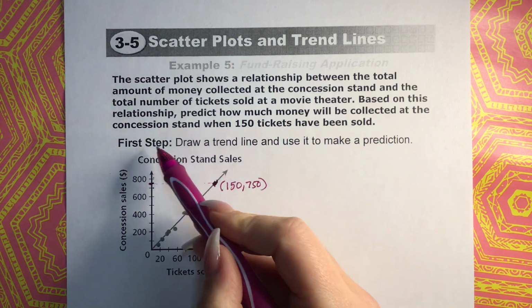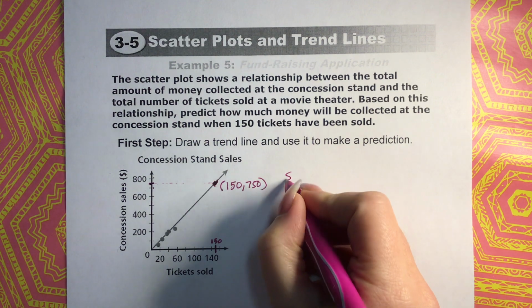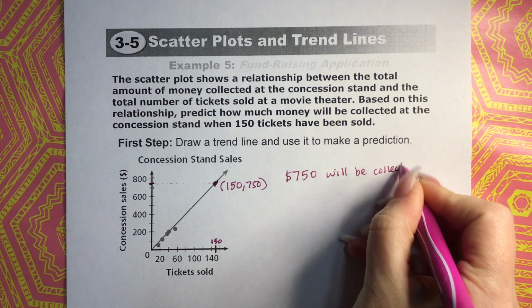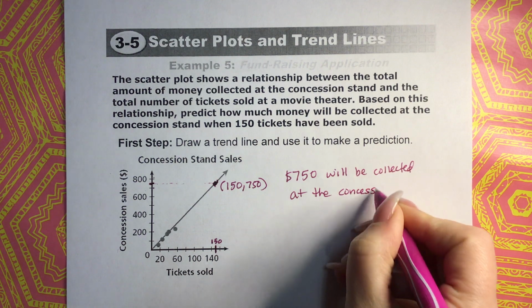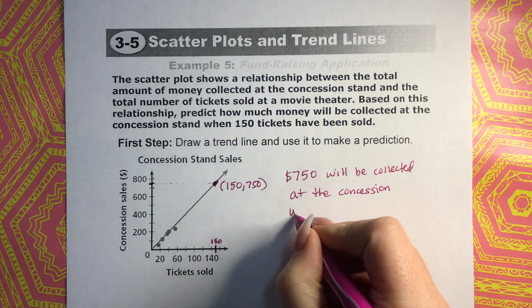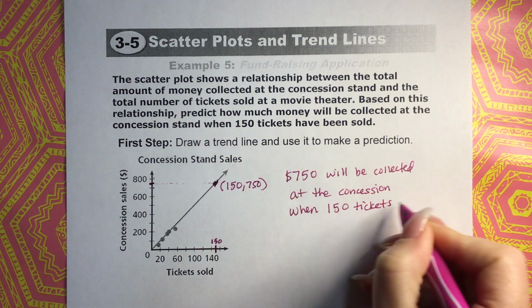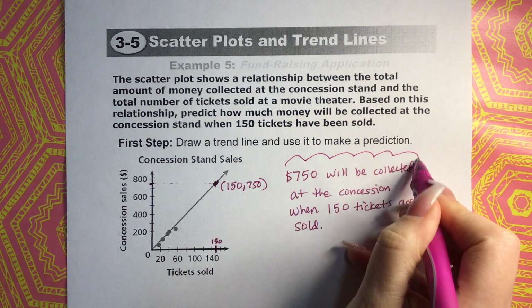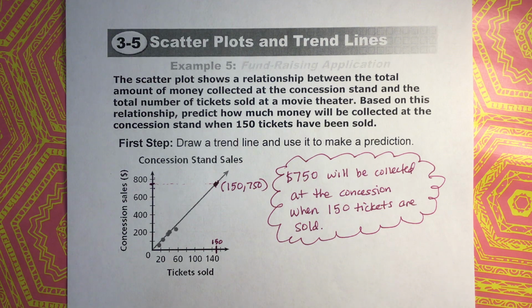So how much money will be collected at the concession stand when 150 tickets have been sold? $750 will be collected at the concession stand when 150 tickets are sold. All right. Perfect. Okay, let's look at a different example here.